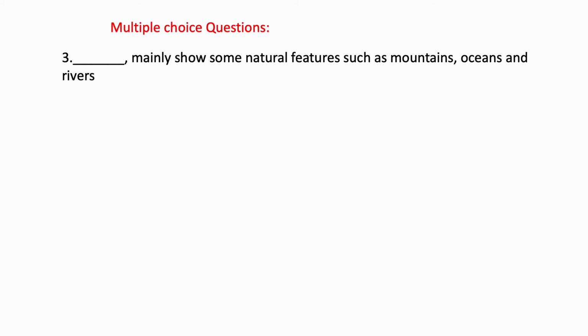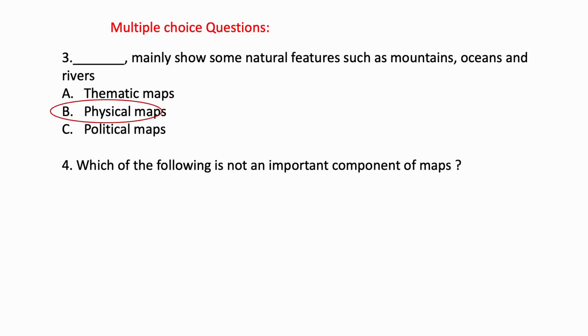Next one, dash mainly shows some natural features such as mountains, oceans and rivers. Options are option A thematic maps, option B physical maps, option C political maps. Which is the correct answer? Option B physical maps. Physical maps show some natural features like mountains, oceans, rivers, etc.